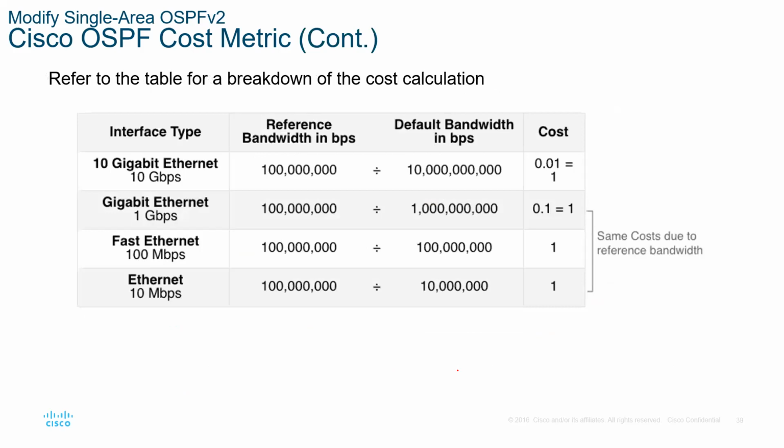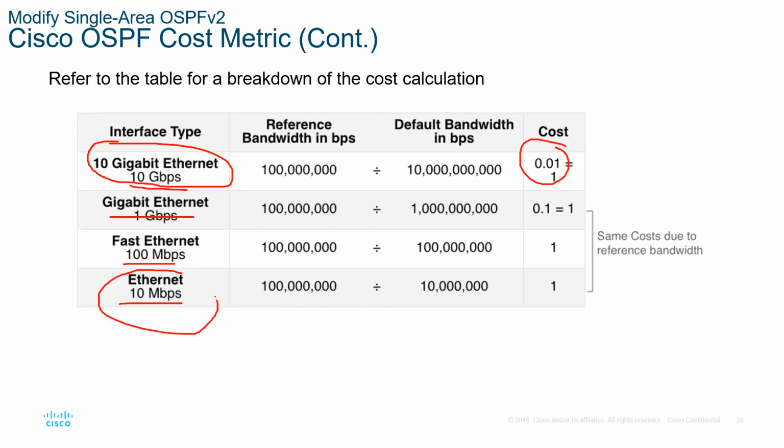This is the table that shows the breakdown of the calculations for regular Ethernet at 10 Mbps, Fast Ethernet at 100 Mbps, Gigabit Ethernet at 1 gig, and then 10 gig. If you observe, the higher the bandwidth, the lower the cost. The lower the cost, the more preferred the route.